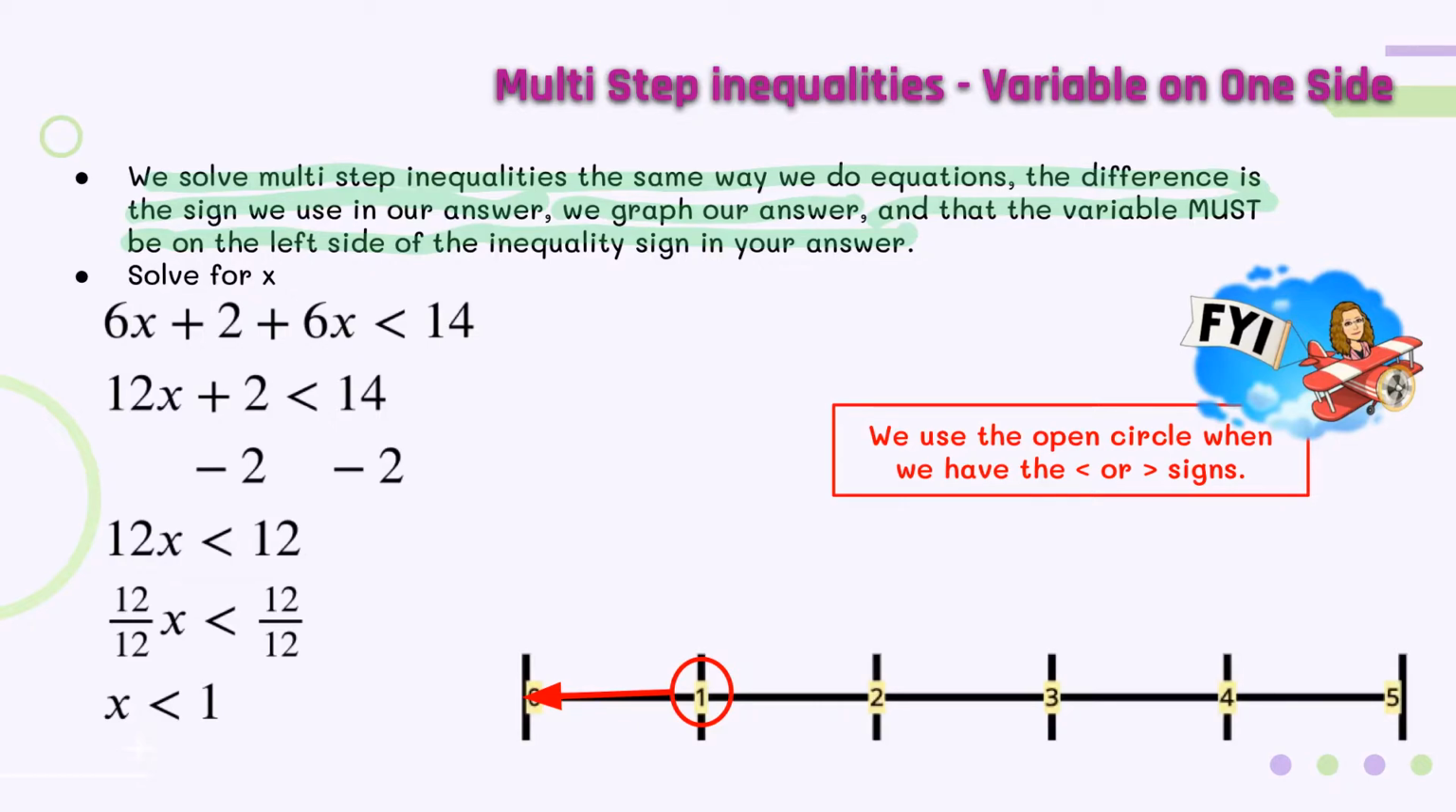So for this example, solve for x. I'm going to first combine my like terms. So 6x plus 6x is 12x. Then I'm going to subtract 2 from both sides. I'm then going to divide each side by 12. And my answer is x is less than 1. So because it's just a less than sign, it's just an open circle. And I'm going to shade in the line with my arrow going to the end of my number line.